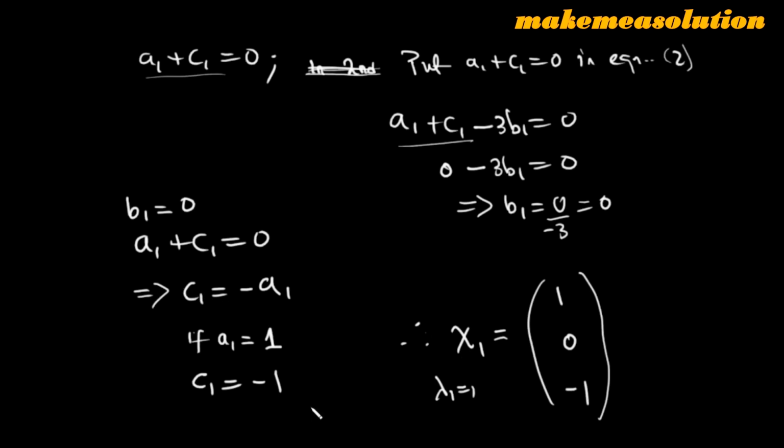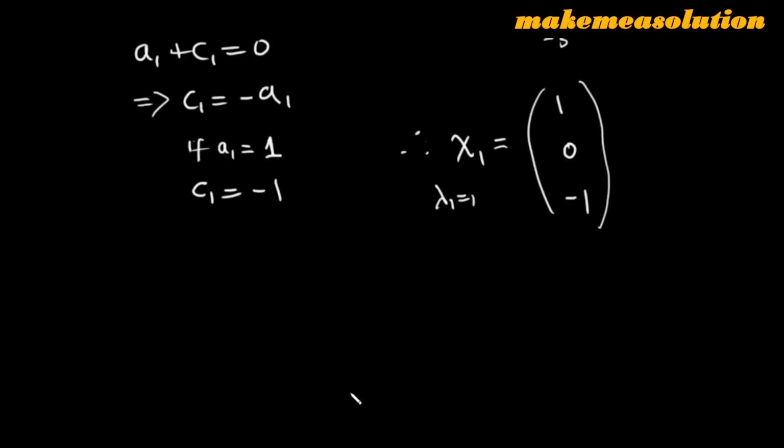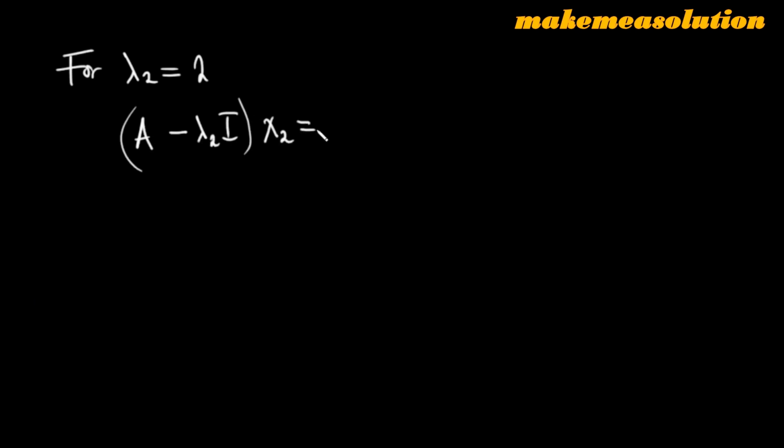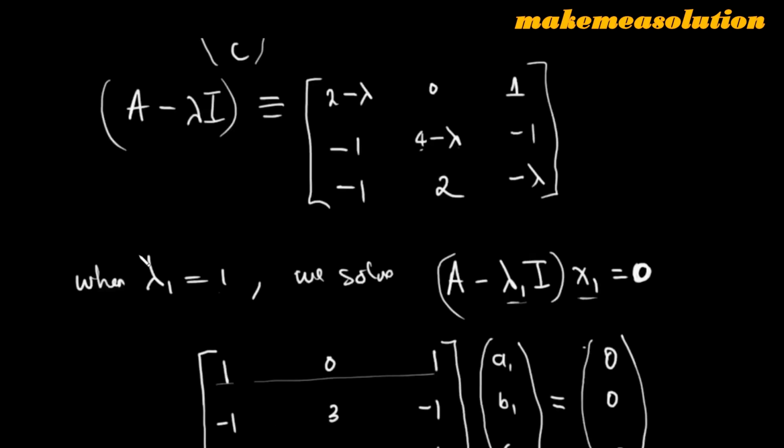I hope you understood this. If you don't understand, I'm going to do the second one, and definitely you will understand along the line. So let's solve for lambda 2 equal to 2. For lambda 2 equal to 2, we'll solve the eigenvalue problem A minus lambda 2 I multiplied by x2 equal to 0. In this case, for this matrix, let me just copy it.